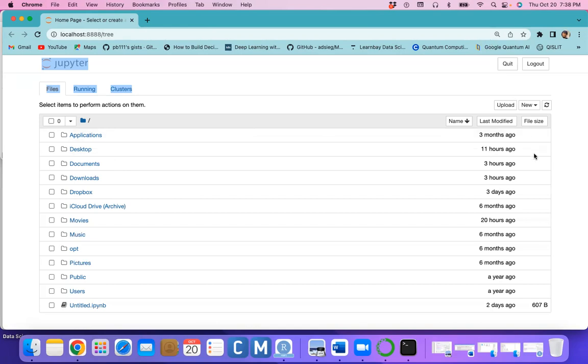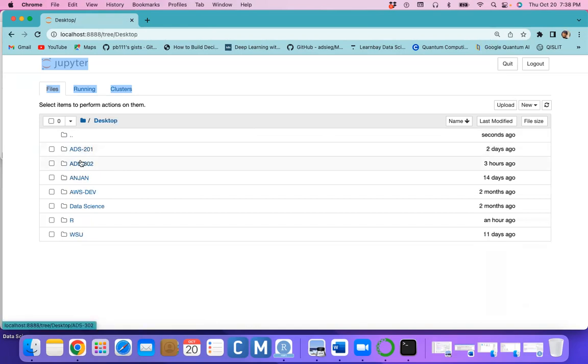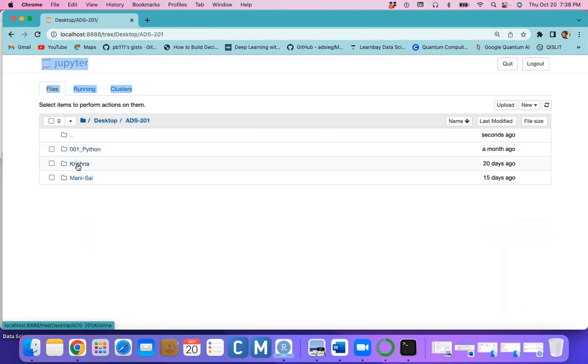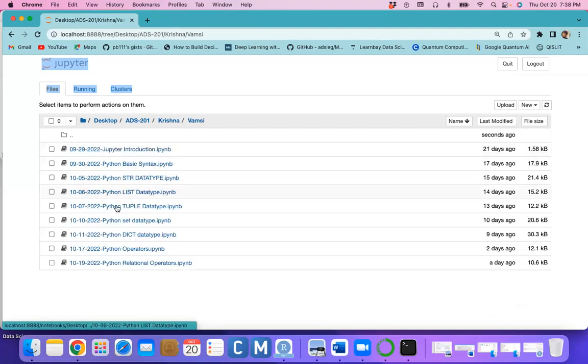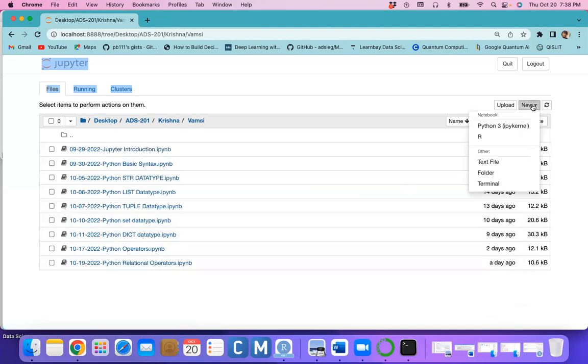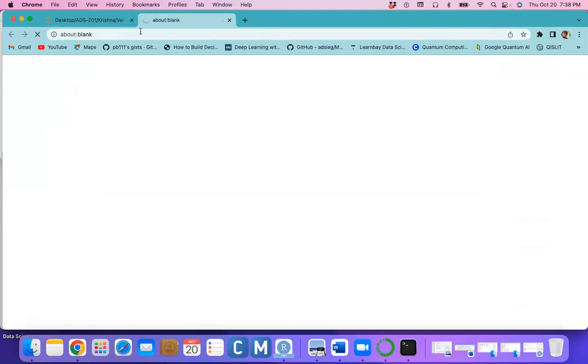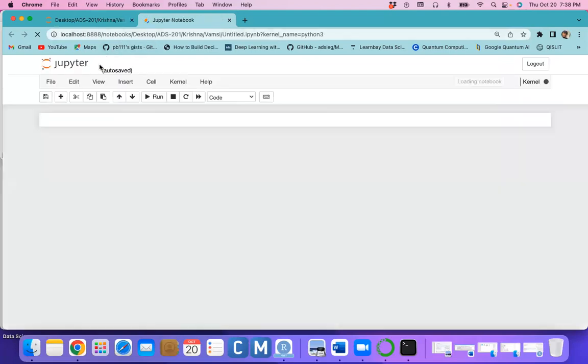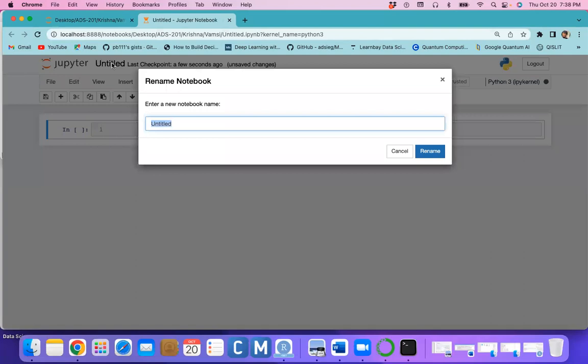So fine, let's go to our specific folder where we are working, the membership folder, and let's create a new file. The name of the file is what? It's today's date and the corresponding topic, which is the Python bitwise operators.